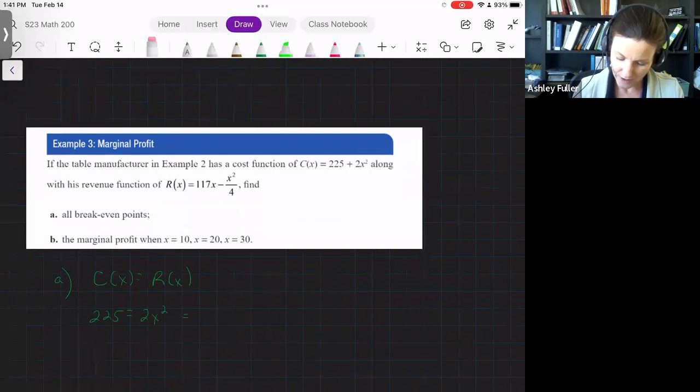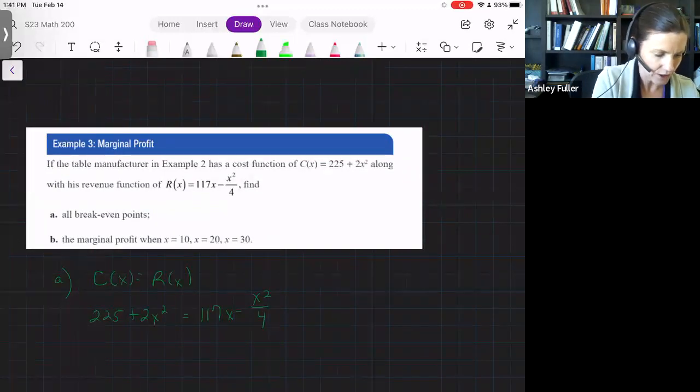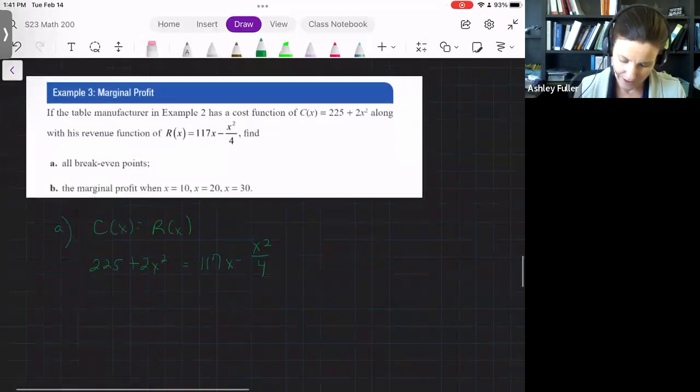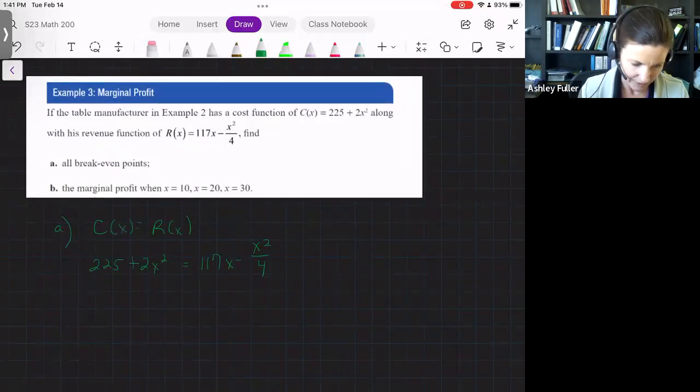225 plus 2x squared is then equal to 117x minus x squared over 4. When we simplify that and combine like terms, I'm going to get rid of the fraction, so I'm going to multiply everything through by 4. I end up with 900 plus 8x squared equals 468x minus x squared.